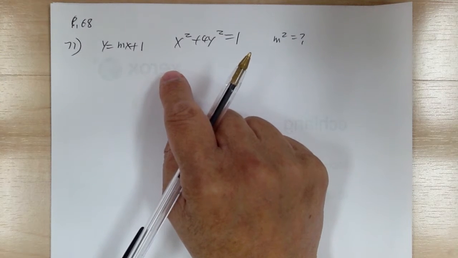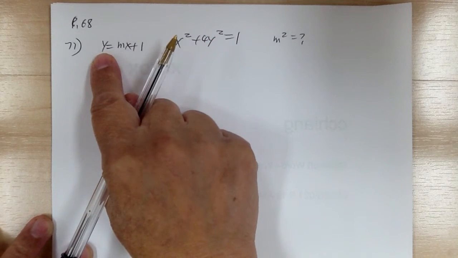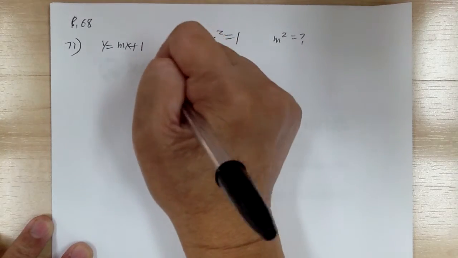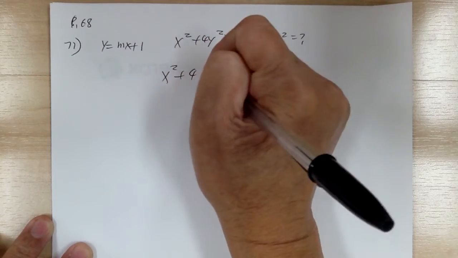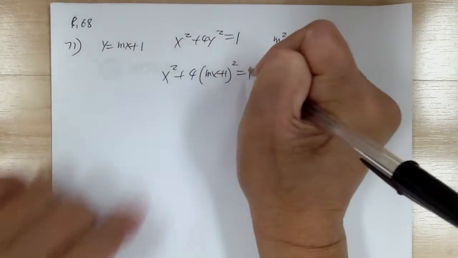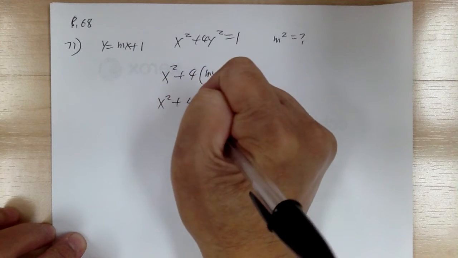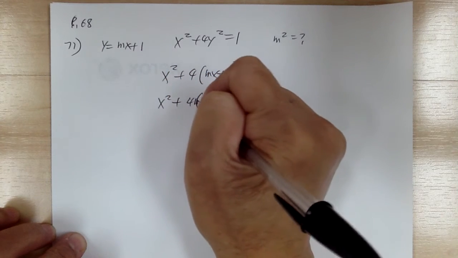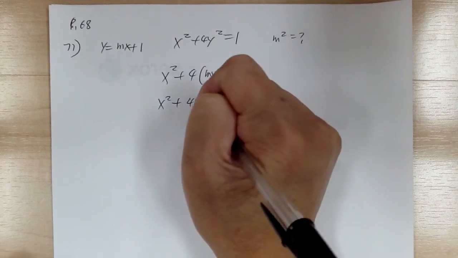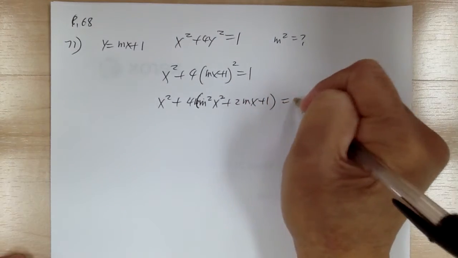So to solve the two equations, this is a substitution type of equation, so you can substitute this into here. So you're going to get x squared plus 4, now the y is (mx plus 1) squared, equal to 1. Okay, so go and multiply out. 4 times m squared x squared plus 2mx plus 1 equal to 1.